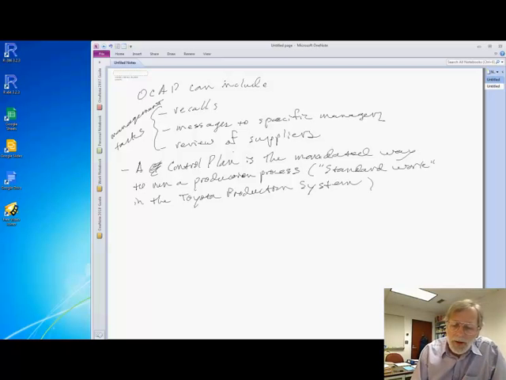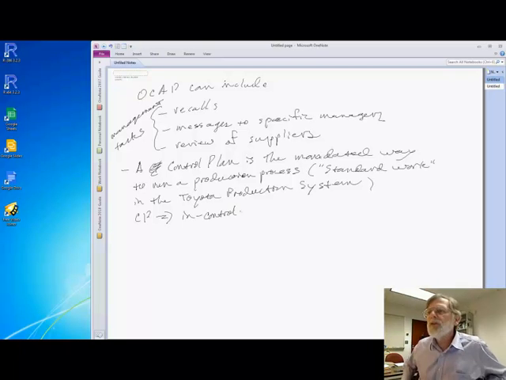So you are in control. So a CP implies in control. When you hear the phrase control plan, that's not an out-of-control action plan. That's how you are supposed to be operating the business process to begin with.